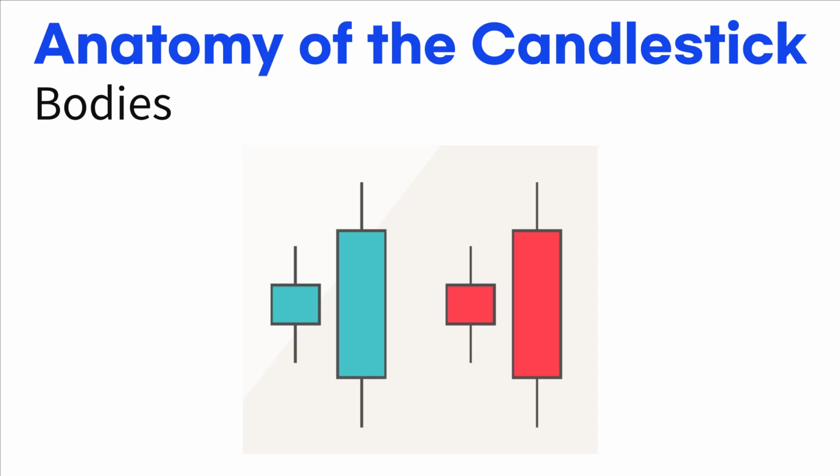Short bodies, on the other hand, are an indicator of weak buying and selling pressure. This means that in the market there was little buying or selling activity. Remember, the shorter the body is, the weaker the buying or selling pressure in the market.